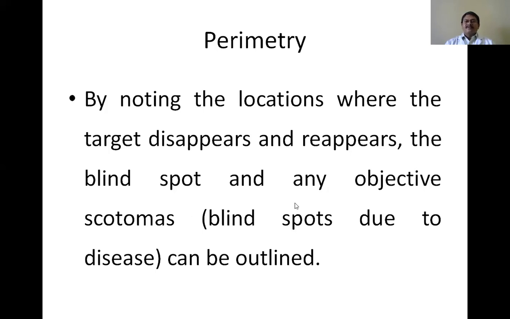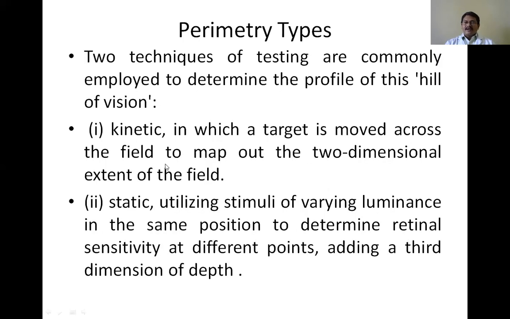Okay. Perimeters are of two types: one is kinetic, the other is static. What we are using is the kinetic perimeter. The Jordan screen, also called the tangent screen, the Lister perimeter, and the Priestley-Smith are kinetic. The confrontation method is also an example of kinetic. The static is the automated, like Friedman's. The most advanced, and what all people are using nowadays, is the Humphrey field analyzer, manufactured by Zeiss. There are many others available, but that is the most commonly used.